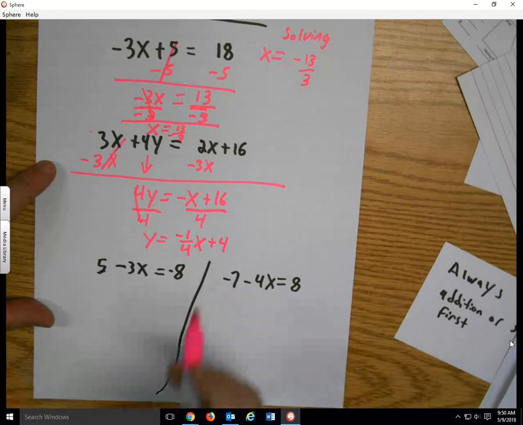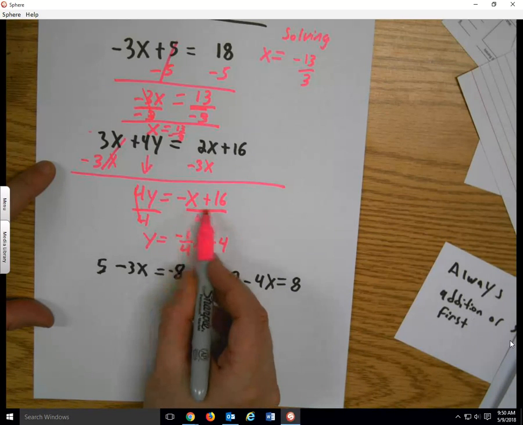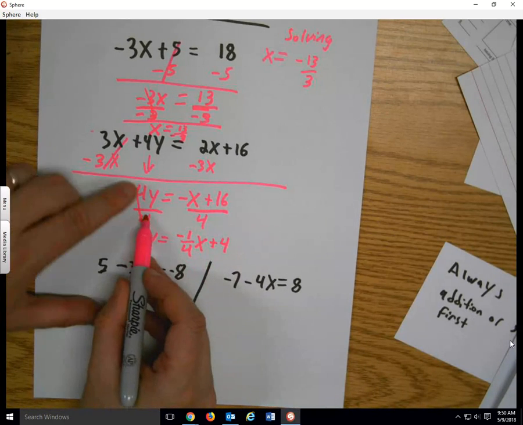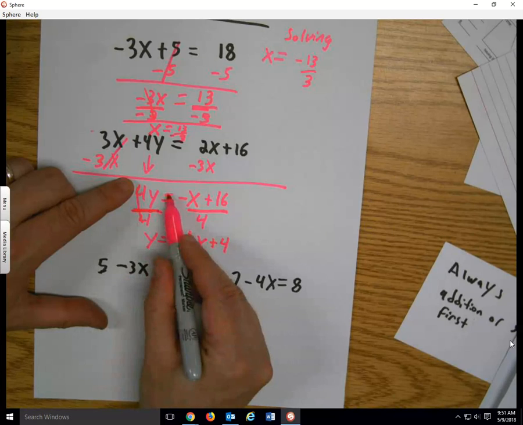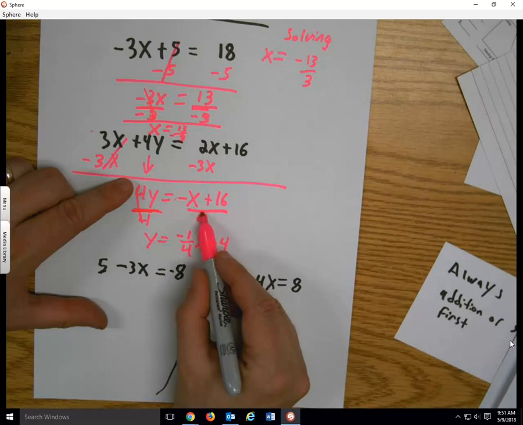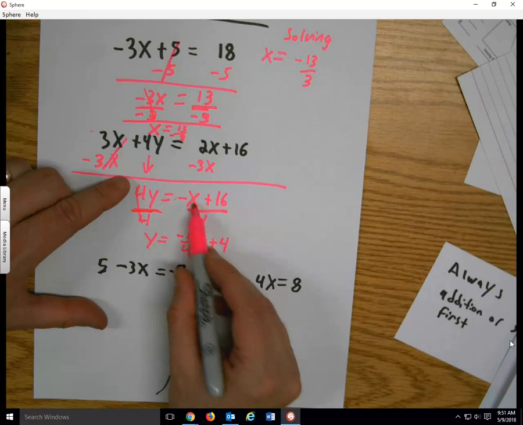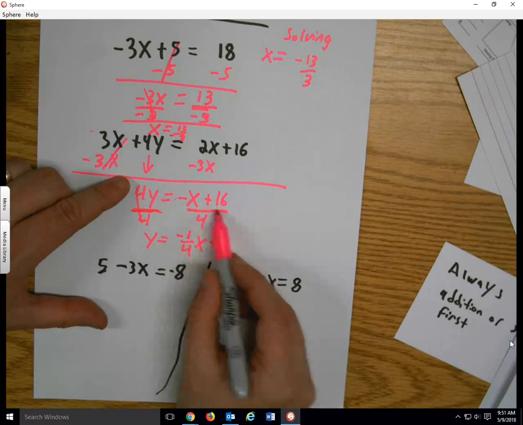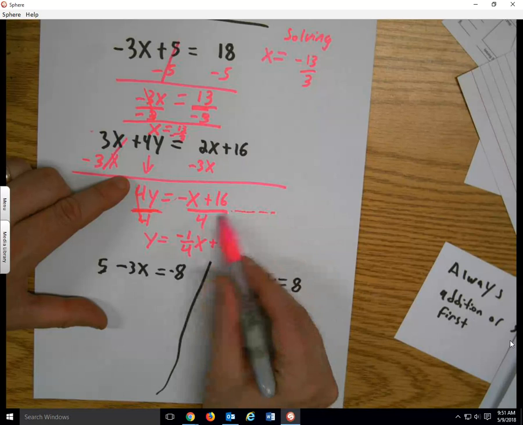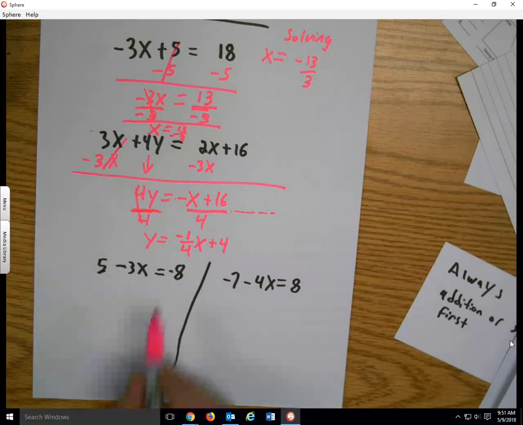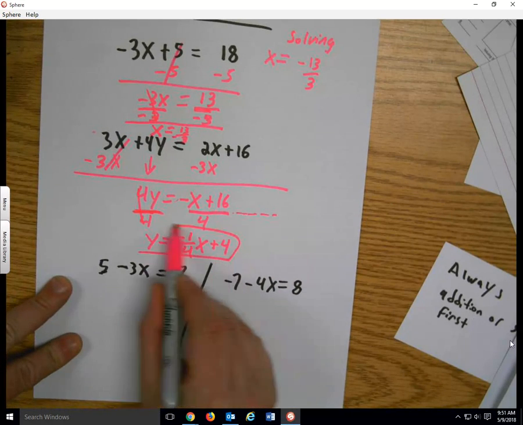Okay. The reason we're going to divide both terms is whatever you do to one side of the equal sign, you do to the other side of the equal sign. So I can't just do one number or one term. I have to do it to the whole side. If there were more numbers, I would have to divide them all by that 4. Okay, so this would be the answer for y.